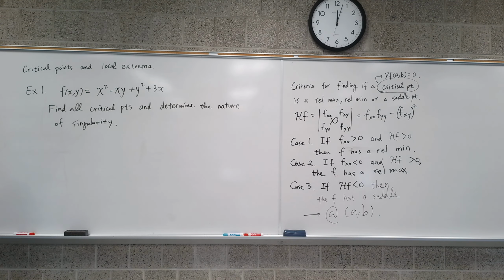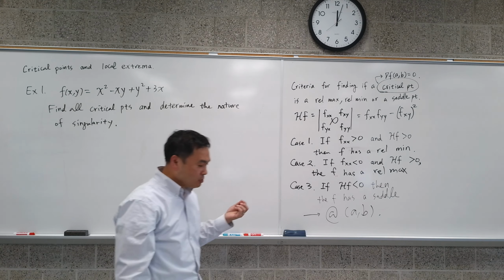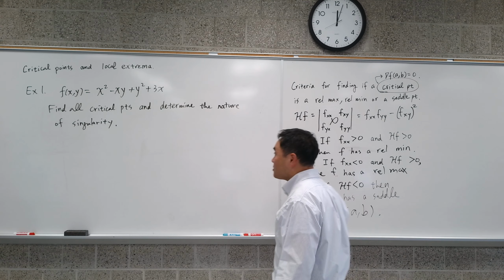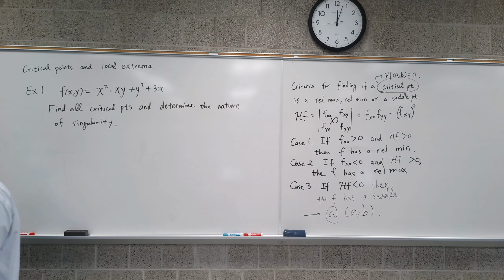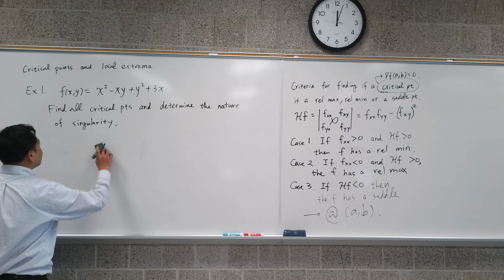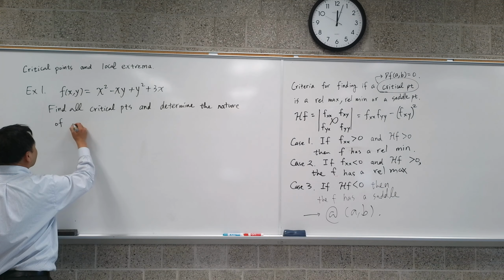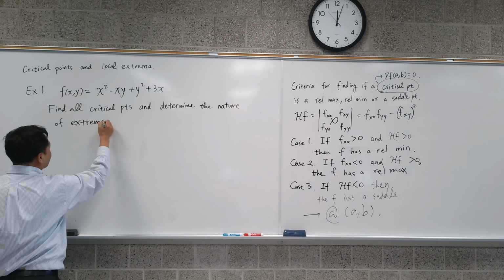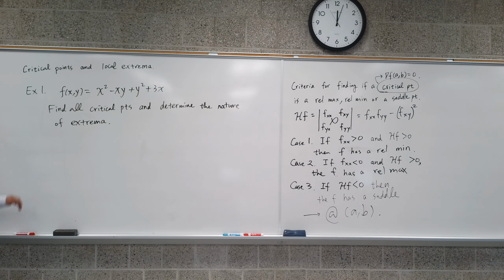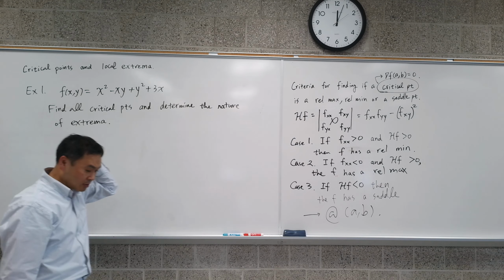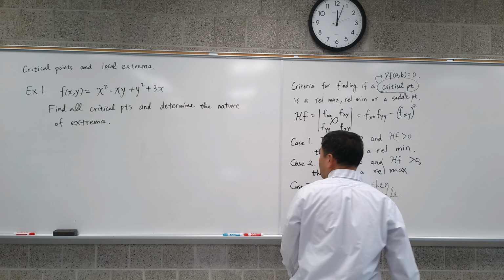Okay. So every critical point will also be called a singular point. Determine the nature of extrema. So you have this two-variable function, and you're trying to find the critical points and see if each is a relative max, a relative min, or neither, a saddle point. Let's try to figure that out.